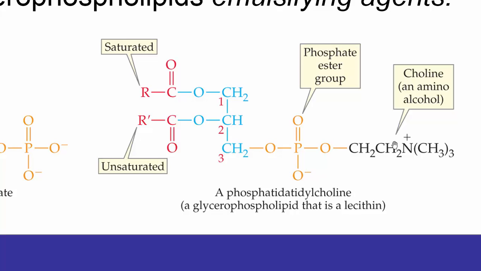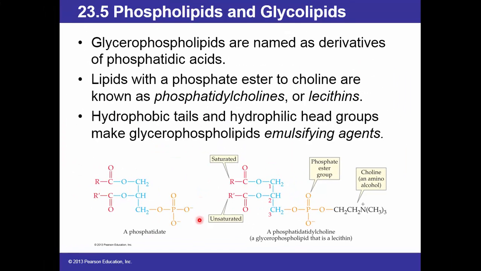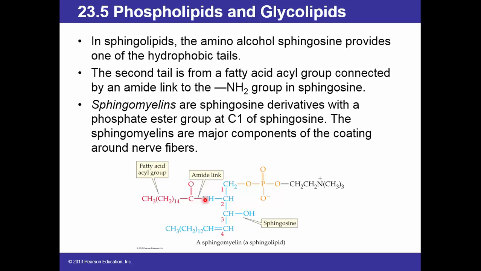Remember, this is the form that exists at physiological pH. So what is the net charge here? -1 + 1, it is 0. So a phosphatidylcholine, or a glycerophospholipid that is a lecithin, has a net charge of 0. If you put here, for example, ethanolamine, or inositol, then it's phosphatidylinositol, and so on. So these are the various structures.